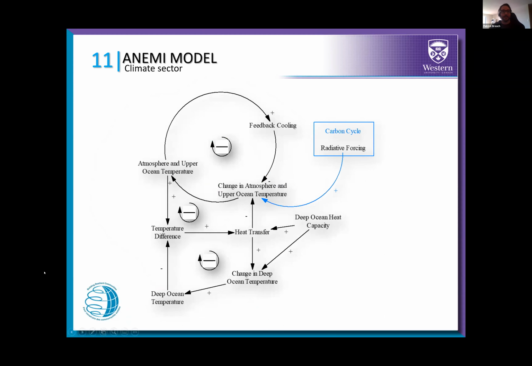All right, so the climate sector in ANEMI captures the dynamics of heat exchange between the deep ocean and the combined upper atmospheric layers, along with a cooling effect that acts to limit this temperature increase. The first component is a feedback cooling effect, while the second represents the diffusion of heat in the atmospheric stock to the ocean stock. These two negative feedbacks act to dampen the system's response to radiative forcing, which comes from increased greenhouse gas concentrations in the carbon cycle and greenhouse gas subsystems.